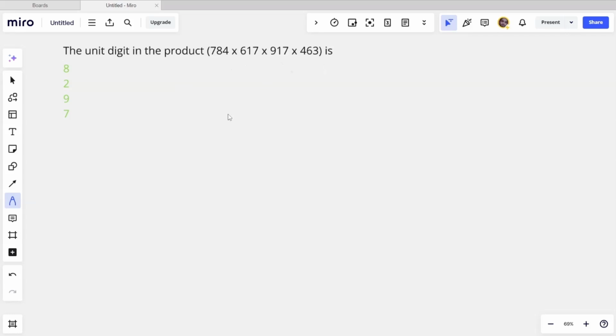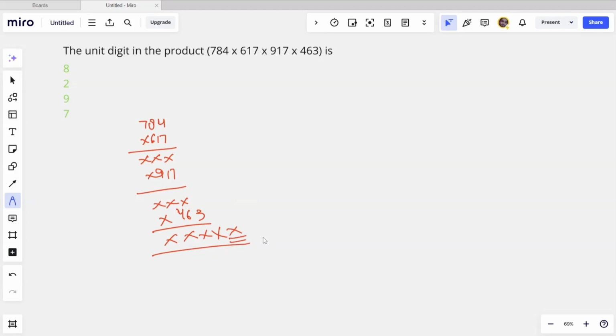If you solve this particular question using conventional math, 784 into 617 will give some result. We will multiply that result with 917, which will also give some result. We will multiply that result with 463, which will give the final result. After that, we will see what is the number at its unit place, and then we can simply take the correct option.